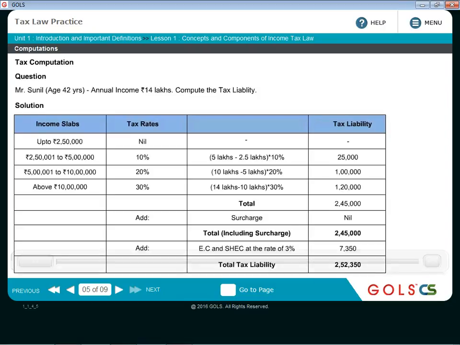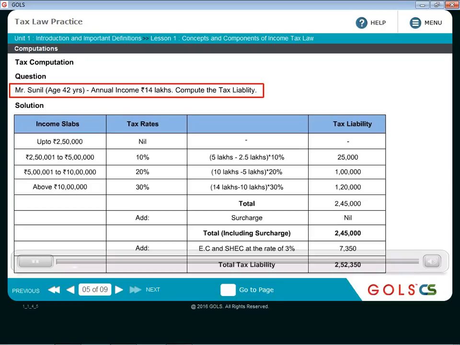Now let us understand the tax computation for an individual with the help of one practical question. Compute tax liability for Mr. Sunil, whose age is 42 years, whose annual income, that is taxable income, is rupees 14 lakhs. Now let us understand how to calculate the tax liability for Mr. Sunil.